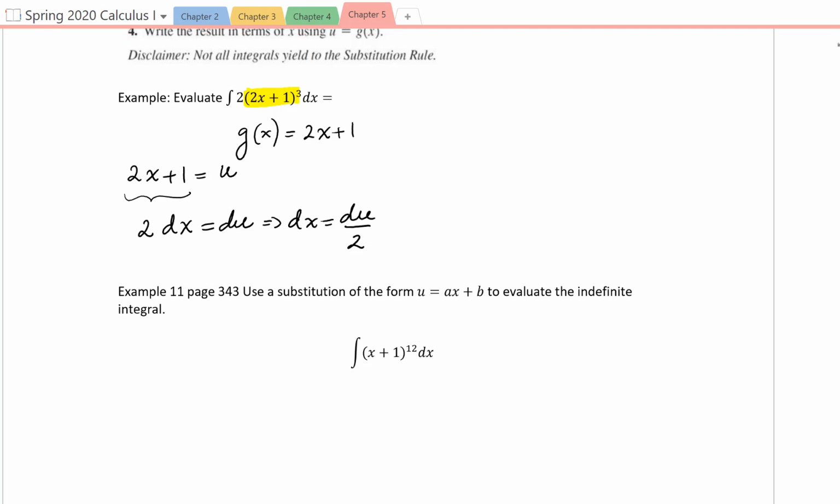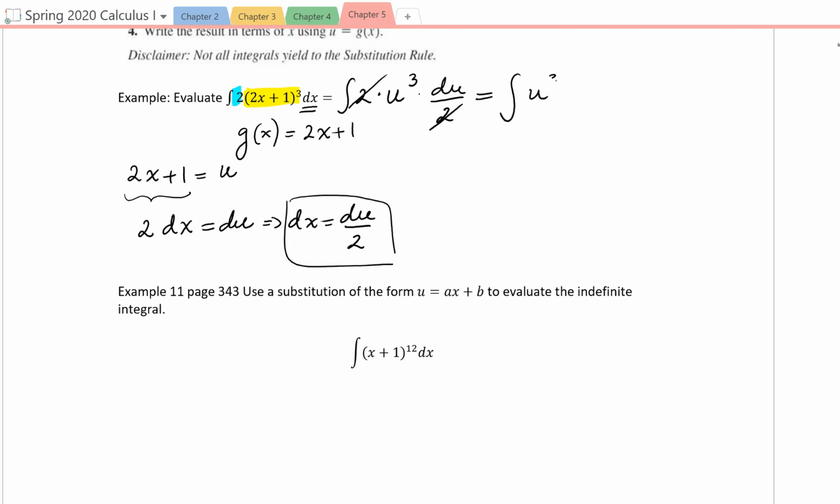So now I'm just going to start plugging in. You see how here we have 2. So I'm just going to copy it. So integral of 2 times, now the next step is 2x plus 1, which we actually label with u. So I'm going to put u to the power of 3. And then dx, well, we just wrote that dx is du over 2. So 2 and 2 cancel, and we end up with integral of u to the third du.